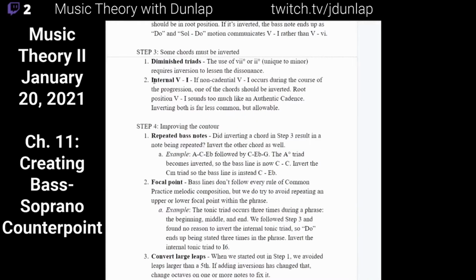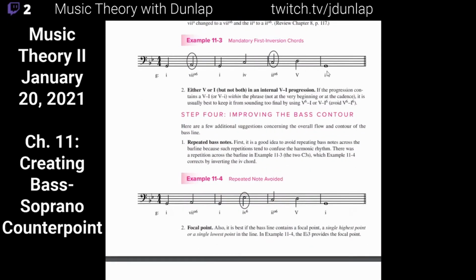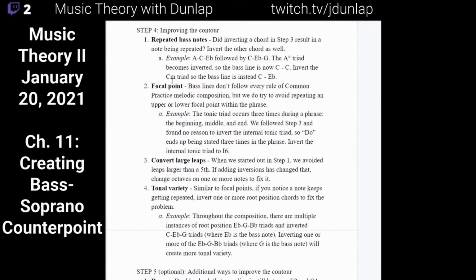And then the only other actual must when it comes to inversion: any internal 5-1 progression that is non-cadential, we're not going to use both of them in root position. Why? Because, hey, look, so, do sounds like a cadence. We're going to invert one of them, but not necessarily both. Inverting both is far less common, but unlike the Koska, I'll allow it. It's sometimes nice to hear, especially in choral compositions. Just ask Eric Whitaker.